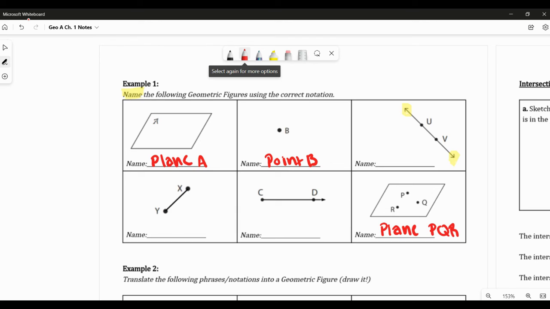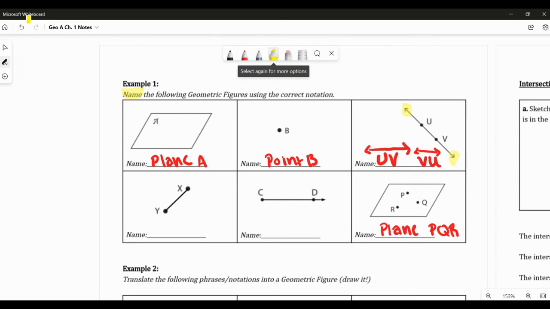When naming lines, I must have 2 points. So we have the points U and V on here. So one way I could name this is UV, and then I put a line on the top, like so. So this is one way I could name it. Order doesn't matter, so I could also name this the line VU, again, with that same symbol on the top. Okay, so either one of those would work. Both of them mean the exact same thing.